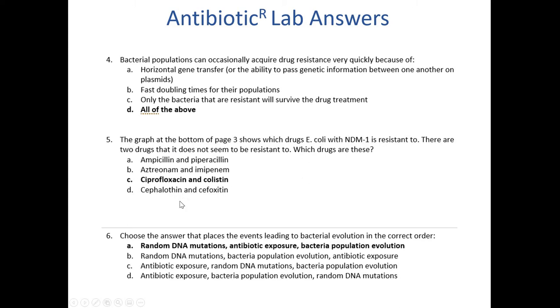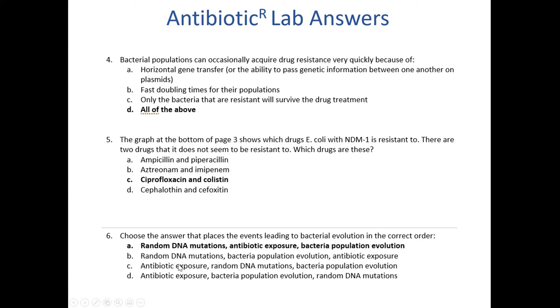I think you guys all got that one right. And then number 6 is very important. Choose the answer that places the events leading to bacterial evolution in the correct order. This is going to be the case for basically any question like this. Random DNA mutations occur first, always, right? Then you have antibiotic exposure, and this is the selective pressure that acts on these random DNA mutations in order to cause bacterial population evolution. So A is the correct answer here.